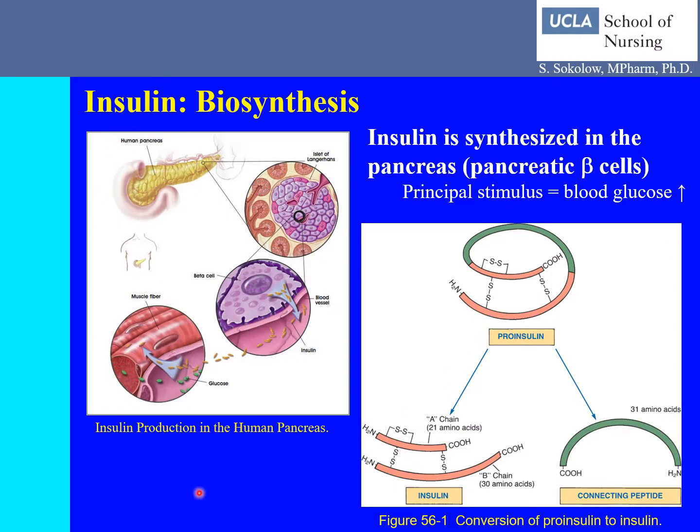This slide summarizes how insulin is synthesized and where it is synthesized. Its biosynthesis occurs in the pancreatic beta cells, in the islets of Langerhans of the pancreas, and it's stimulated by an increase of blood glucose. Usually after a meal, the blood glucose increases, and then insulin is released to lower the blood glucose. First insulin is secreted as proinsulin, and it has to be broken down into insulin and the connecting peptide.